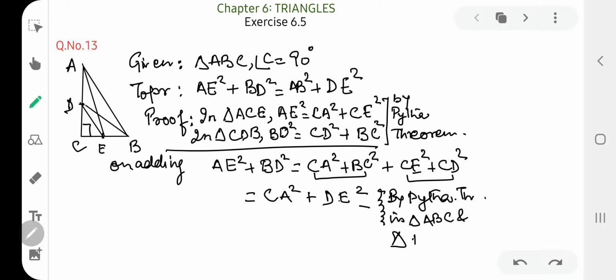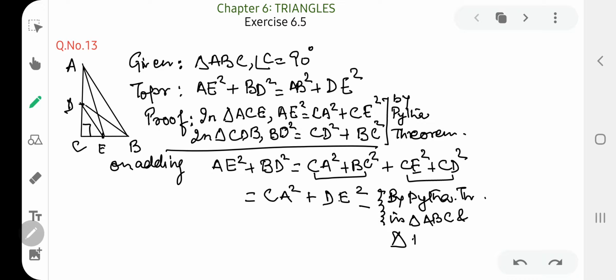Hello students. Today we will do exercise 6.5, and the very important questions begin from question number 13. So we will start with question number 13. The whole exercise is based upon Pythagoras theorem.